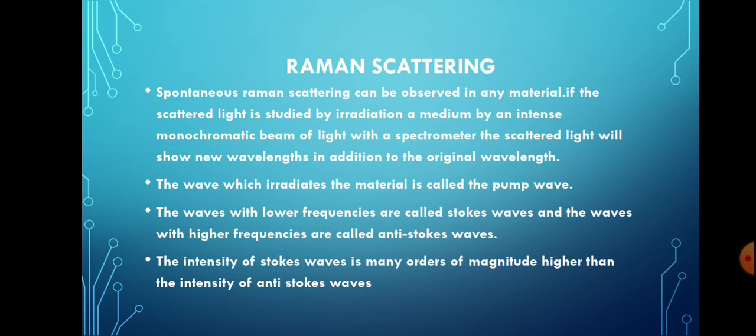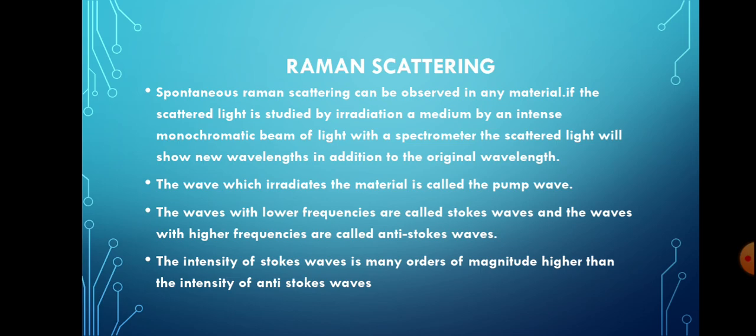So in the case of spontaneous Raman scattering, basically it can be observed in any type of material, and here if the scattered light is studied by irradiation of the medium by an intense monochromatic beam of light with a spectrometer, it is observed that the scattered light will show new wavelength in addition to the original wavelength. Suppose the incident wave has some wavelength such as lambda 1, then the observed light after scattering will have a different wavelength, and the wave which irradiates the material is called pump wave.